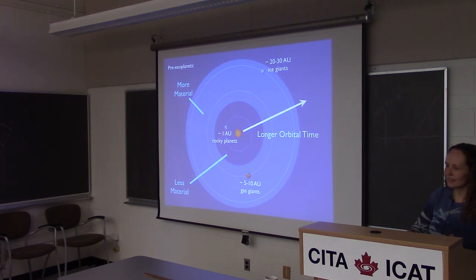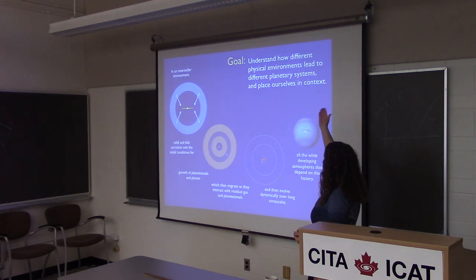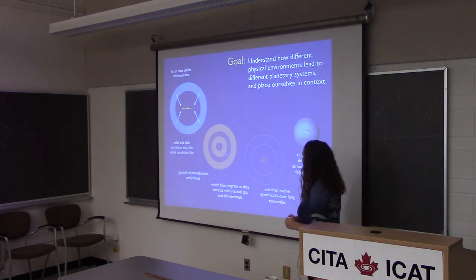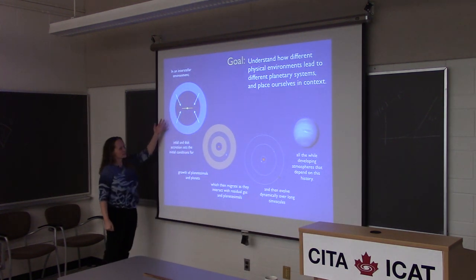So the idea now is to understand how much of this is right, how much of it needs modification because planets move after they form, and how much of this needs to be rethought. In order to do that, we need to understand how different physical environments lead to different planetary systems, and that will allow us to place our system in context. Right? So you have all of these pieces of this puzzle.